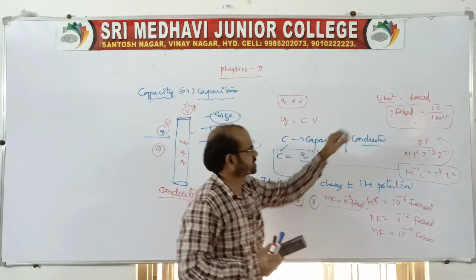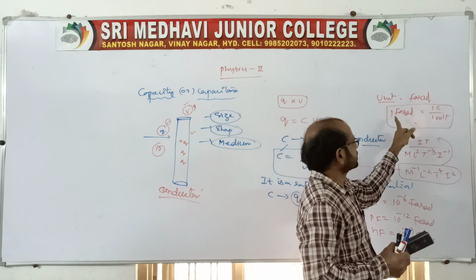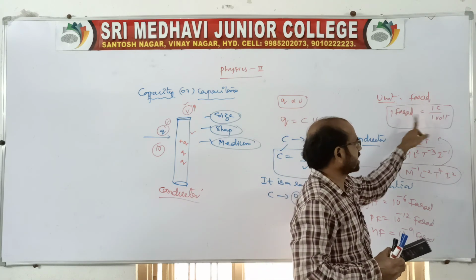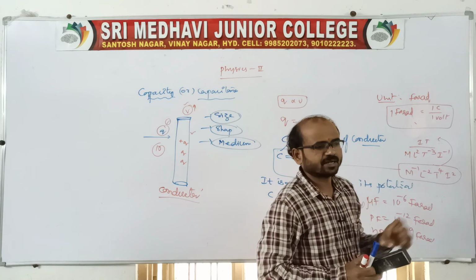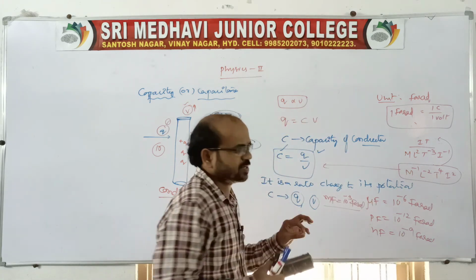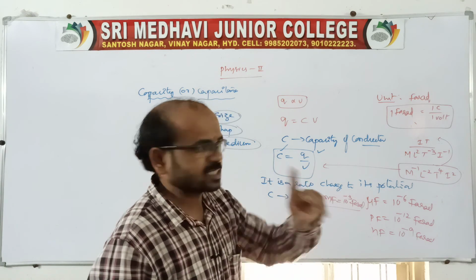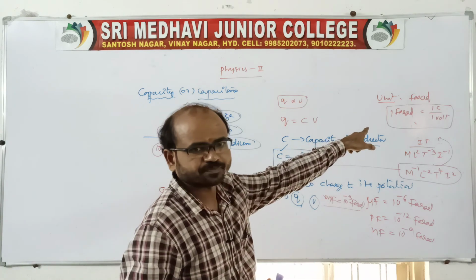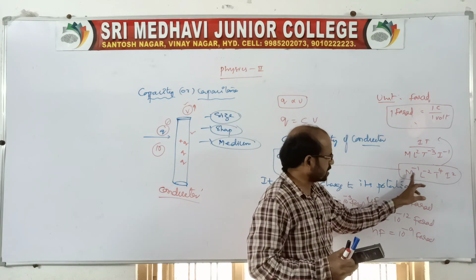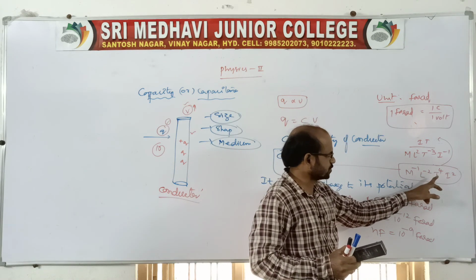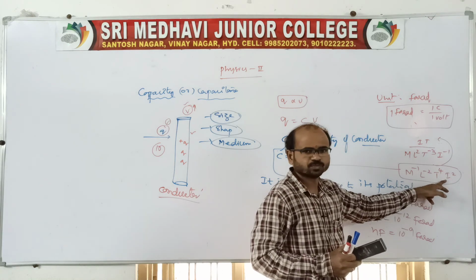And what are the units? The unit is the farad, 1 farad in the SI system, which is 1 coulomb by 1 volt. What is the statement of the farad? It is defined as: when 1 coulomb of charge is added, its potential increases by 1 volt. Then we call it 1 farad, and its dimensional formula is M power minus 1, L power minus 2, T power 4 and I power 2.